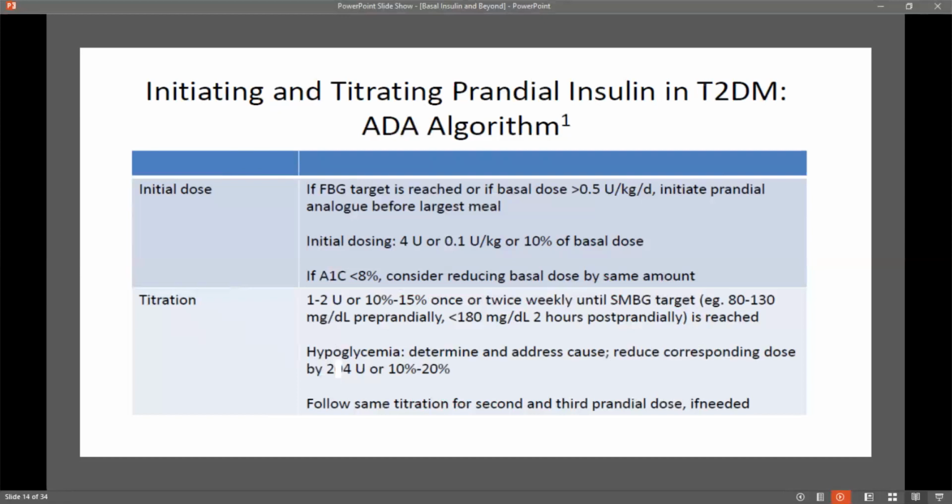And if they are having hypoglycemia after our pre-meal or the bolus dose, then we should address that. We should ask them why this is happening. And if this is happening, we can always reduce the dose. If they are on 6 to 8 units, then we should reduce it by 2 to 4 units or a 10 to 20% reduction to prevent hypoglycemia.